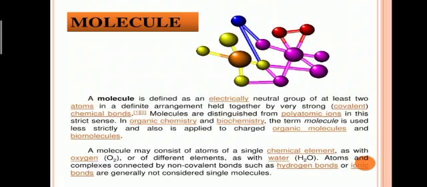It is the smallest unit of a substance. A molecule is the smallest particle of matter which can exist free in nature and may be composed of like or unlike atoms. That is NH3, in which two unlike atoms are present. In N2, two like atoms are present. There are different types of molecules depending on the number and types of atoms combining. A molecule may consist of atoms of a single chemical element, as with oxygen, or of different elements, as with water. Atoms and complexes connected by non-covalent bonds, such as hydrogen bonds or ionic bonds, are generally not considered single molecules.